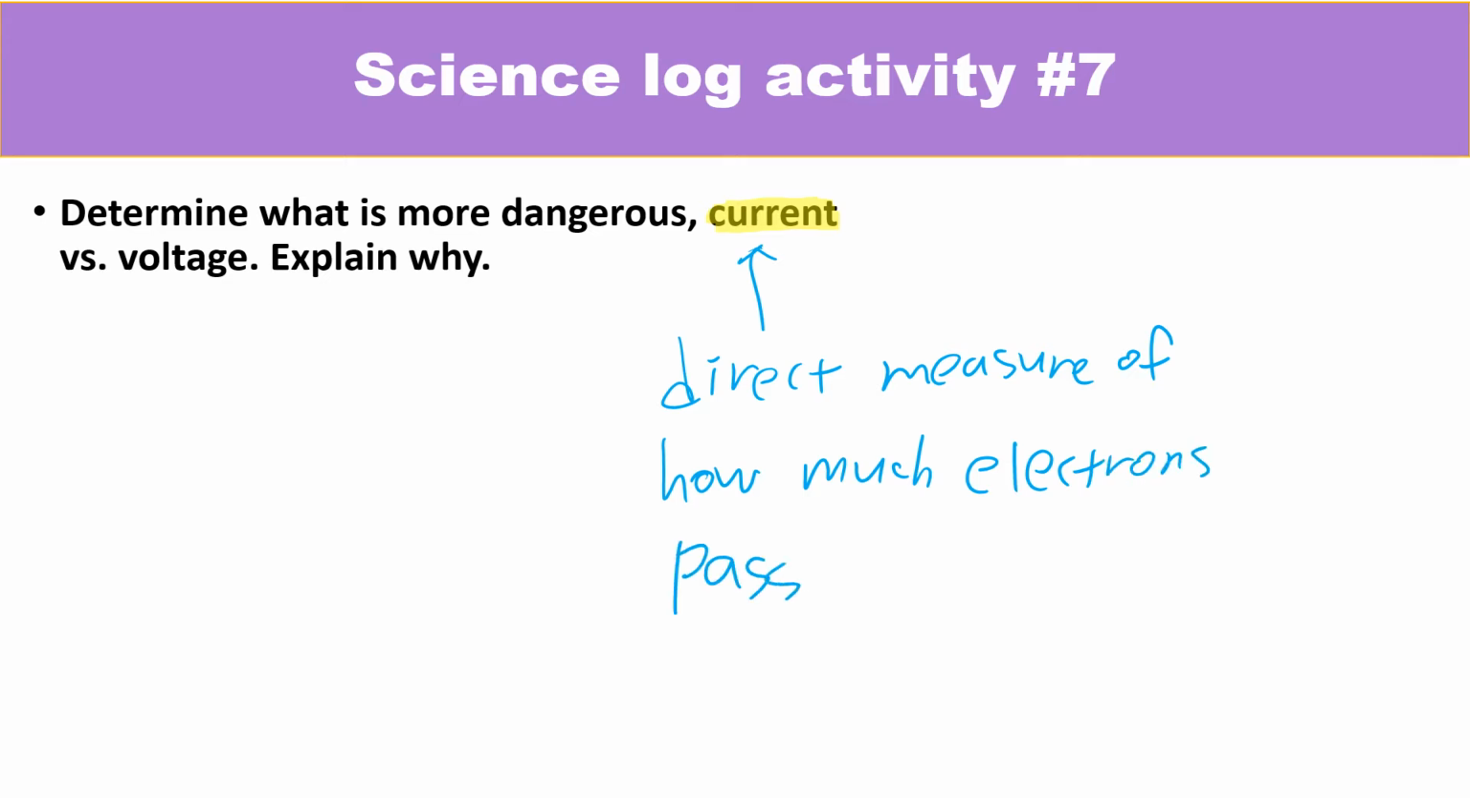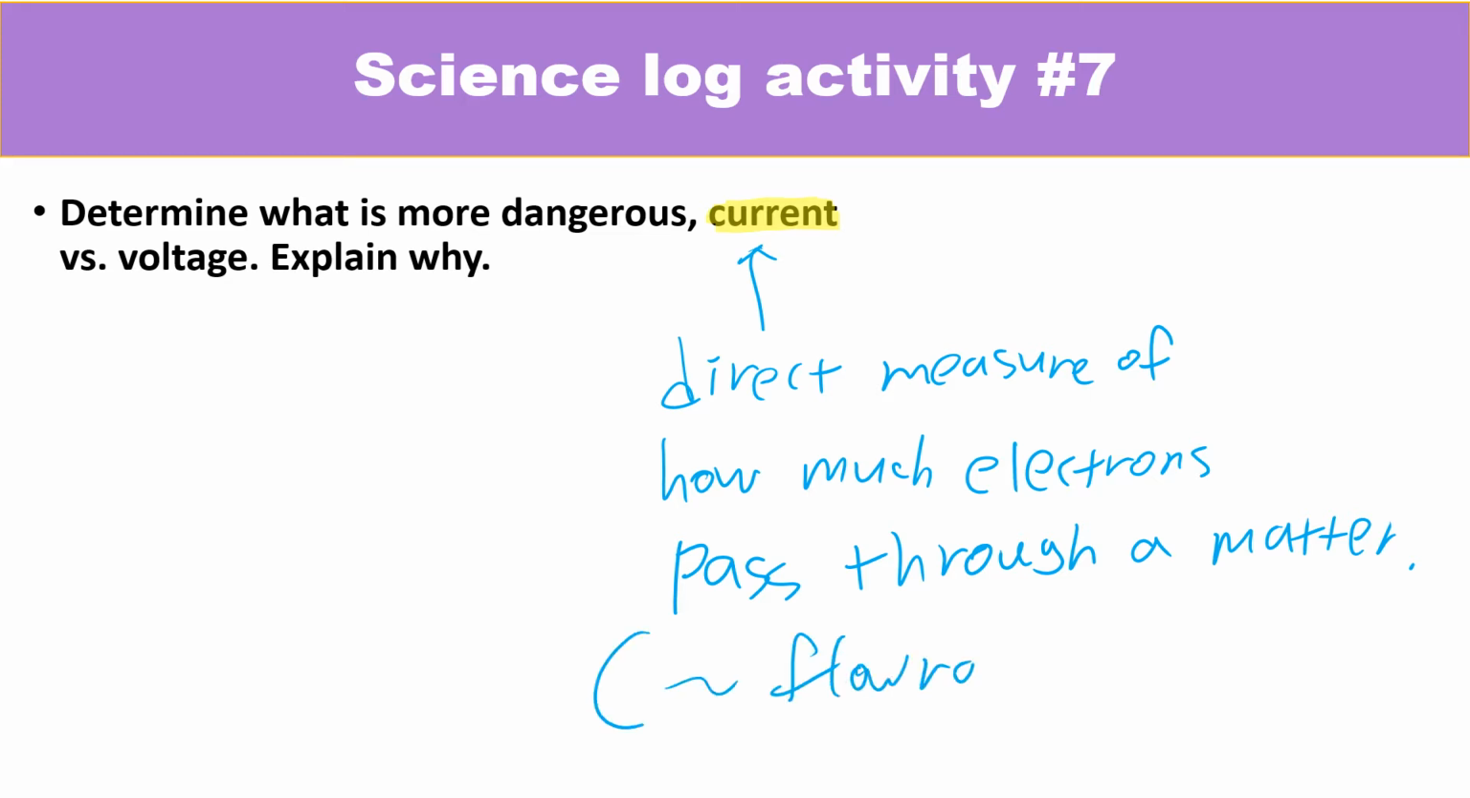pass through a matter. So analogy-wise, this is kind of similar as a flow rate. High current generally create high voltage too. However, current tells you how much damage that you can do to any living organism.